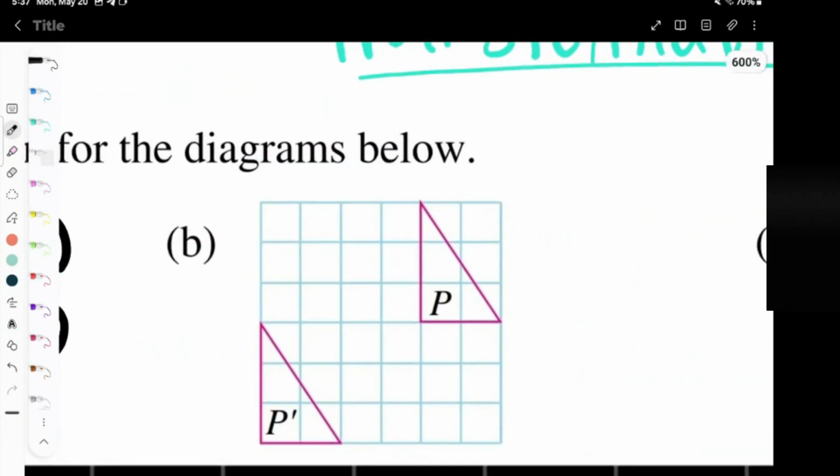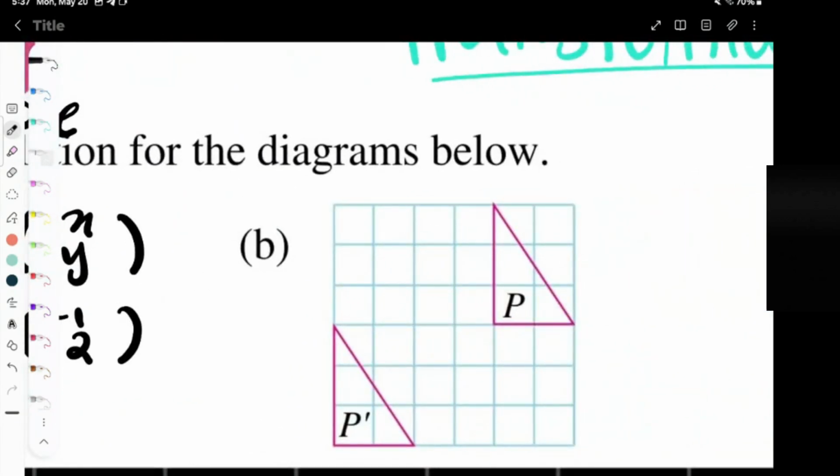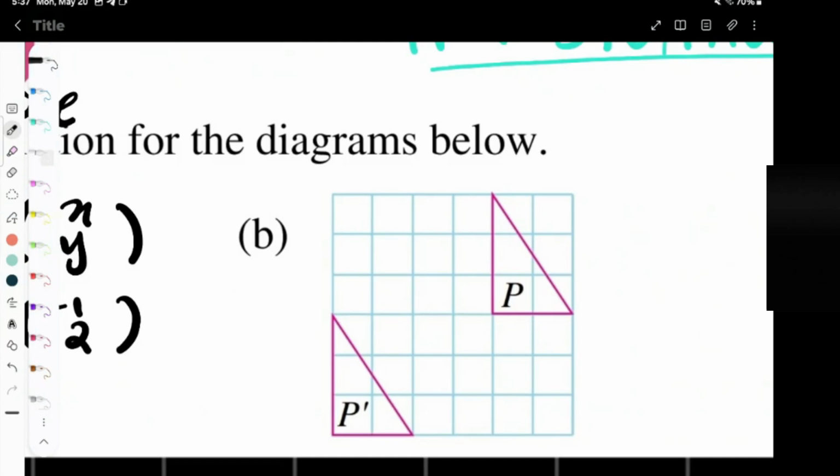Let's look at this one here. So they say determine the translation, right? All you need to understand is to use your imagination. Let me draw this again so that I can move it.